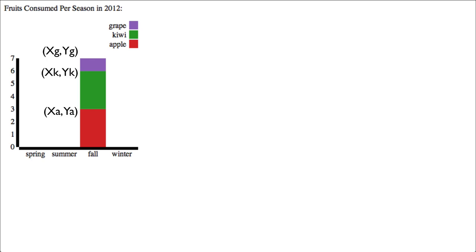On the screen we have 3 coordinate points for the 3 colored rectangles. Recall that SVG rectangles are drawn from the top left coordinate. The purple rectangle has a top left coordinate of xg and yg. The green rectangle has a top left coordinate of xk and yk. The red rectangle has a top left coordinate of xa and ya. Looking at only the fall stacked bar, we examine the x-coordinates. The x-coordinates for all 3 rectangles are the same. This makes sense. If they are stacked on top of each other, then the x-coordinates need to be the same.